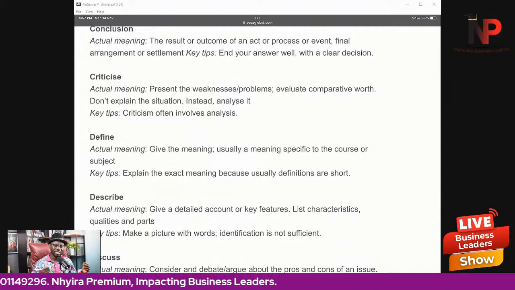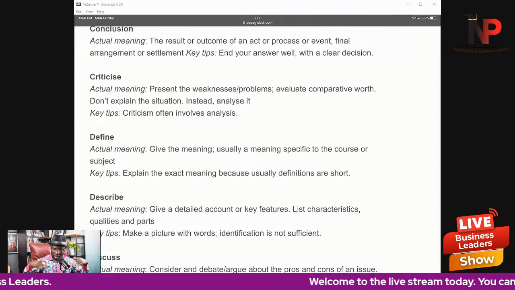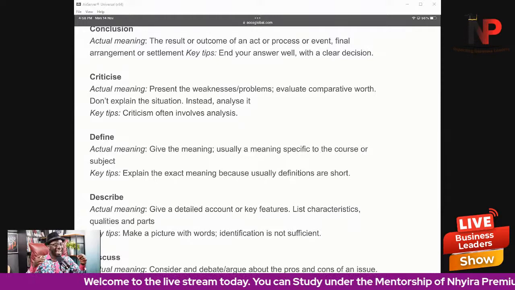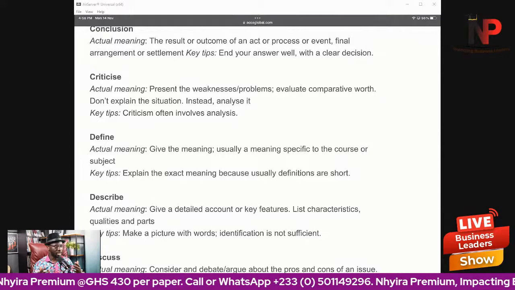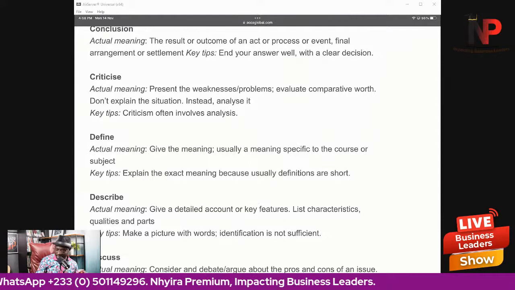What does it mean if we say criticize? It means present the weaknesses or problems. Evaluate comparative with. Don't explain the situation. Instead, analyze it. So when we say you are criticizing something, it means that you analyze it, okay? And you present the weaknesses or problem. You evaluate what is happening there.